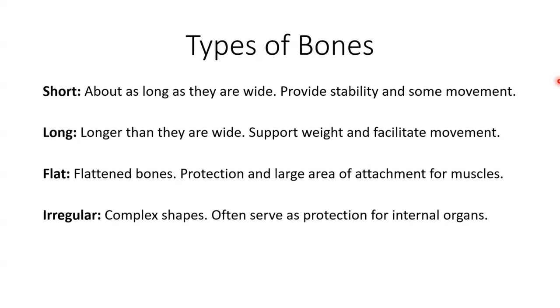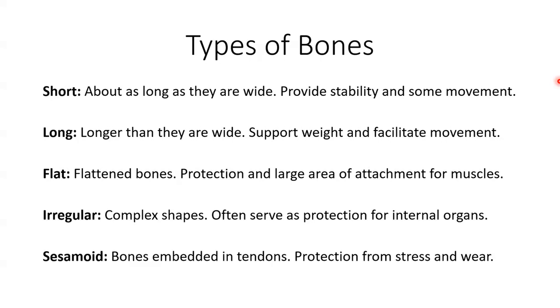Our irregular bones will vary in shape and structure, and they typically just do not fit into any of the other categories. They often have a fairly complex shape, and many of them also help protect our internal organs. So again, the most obvious example is probably our vertebra. We've looked at those, they're quite interesting shapes, and they protect the spinal cord, which runs through the middle of all those vertebrae.